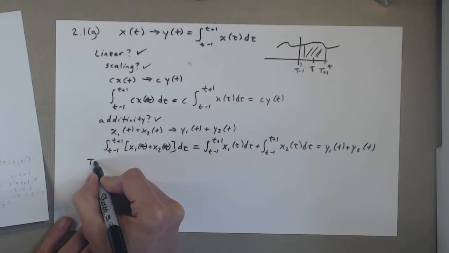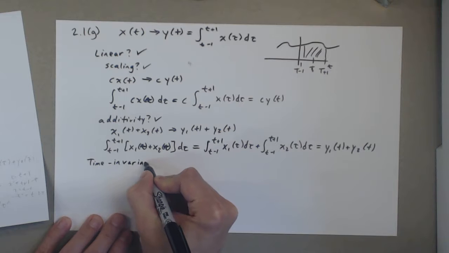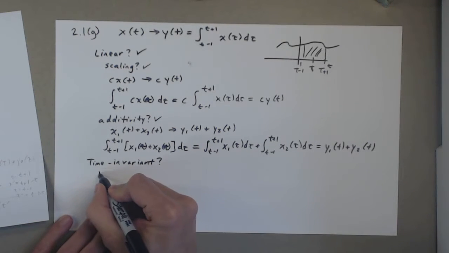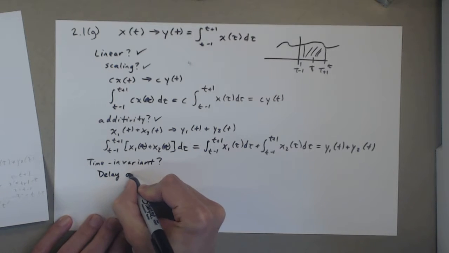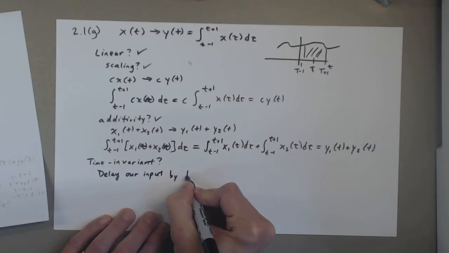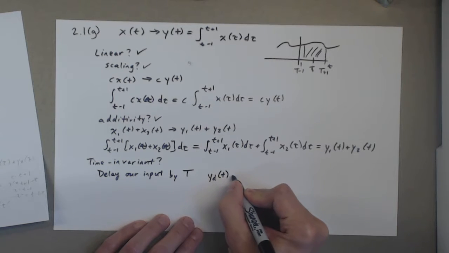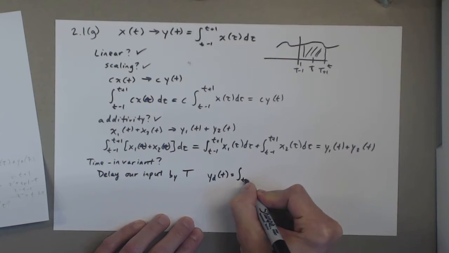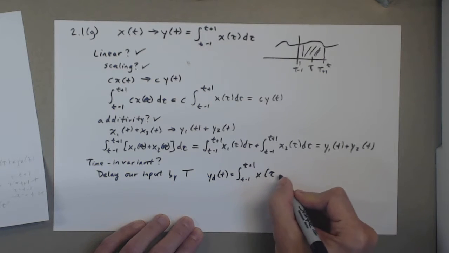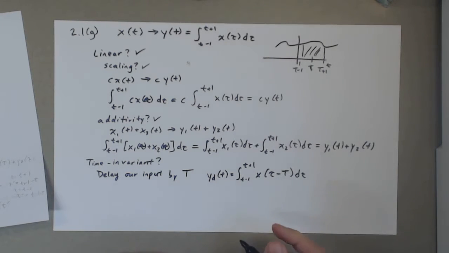So now the one that always seems to be a little trickier is time invariance. So first we're going to delay the input by some constant T, and so now we're going to get an output from doing that. Right? And so now we're putting into our system this delayed input, and we get something like that.